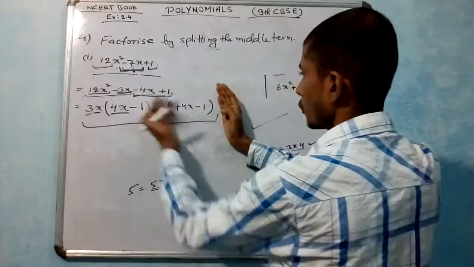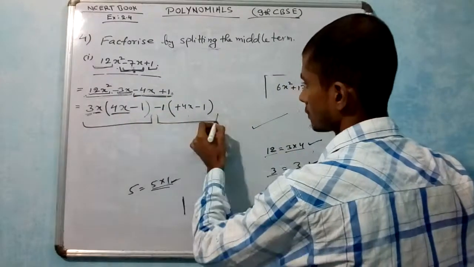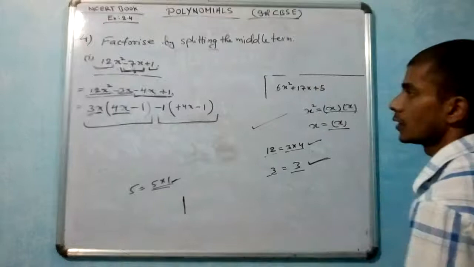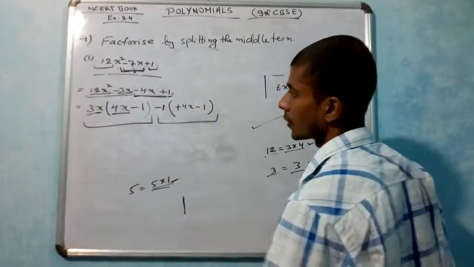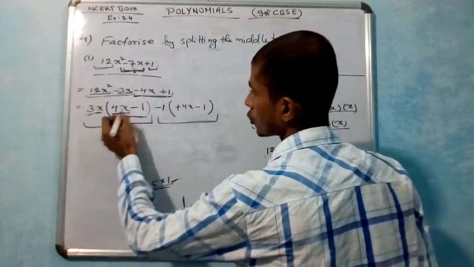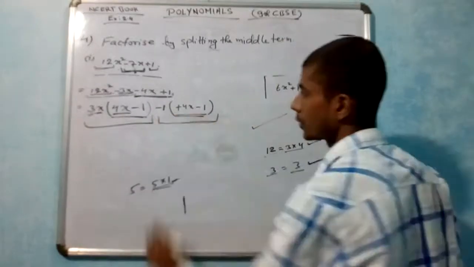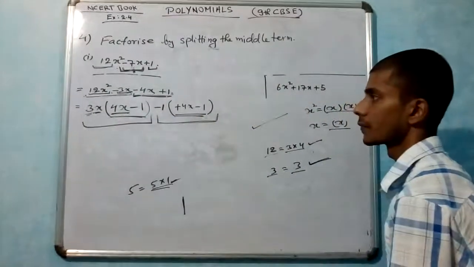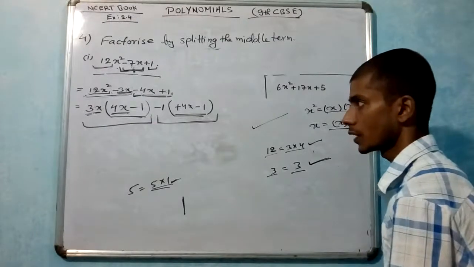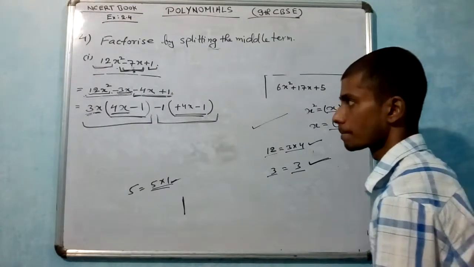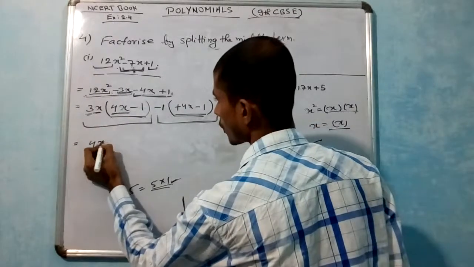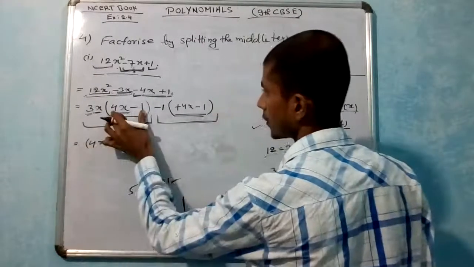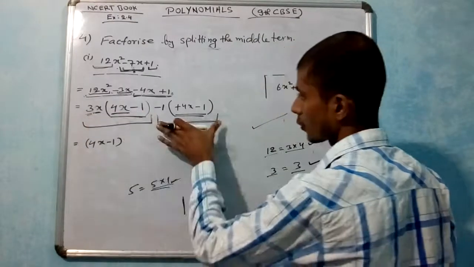Here, minus 1 into 4x minus 1 is again another term. So in these two terms, what is common? 4x minus 1 is common here also, and 4x minus 1 is common here also. So what will we do next? Again we will take 4x minus 1 outside from this complete term and from this complete term.